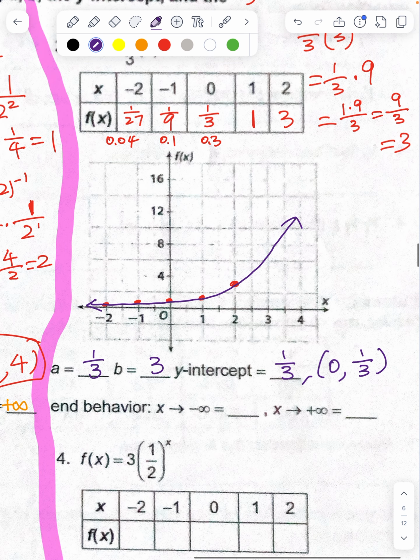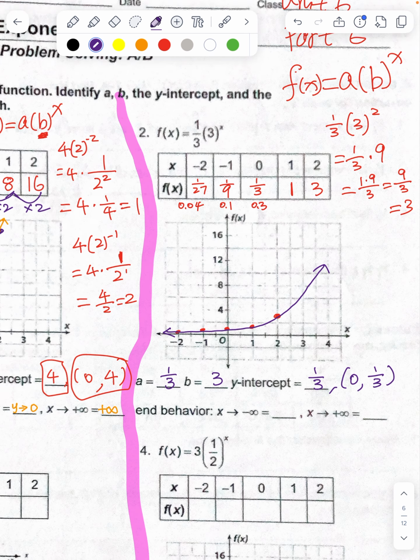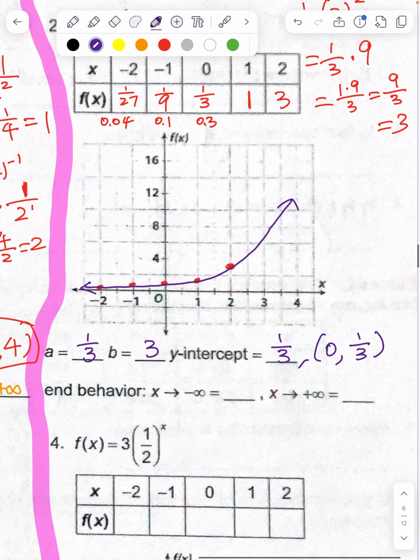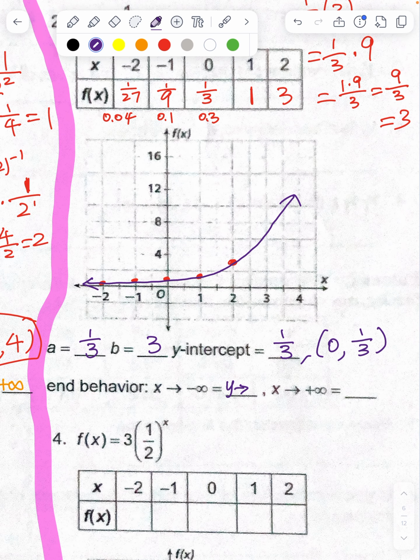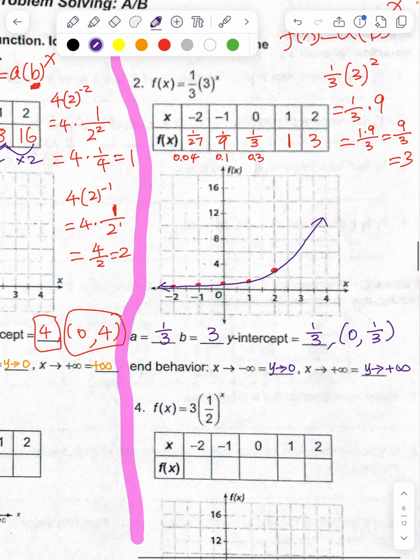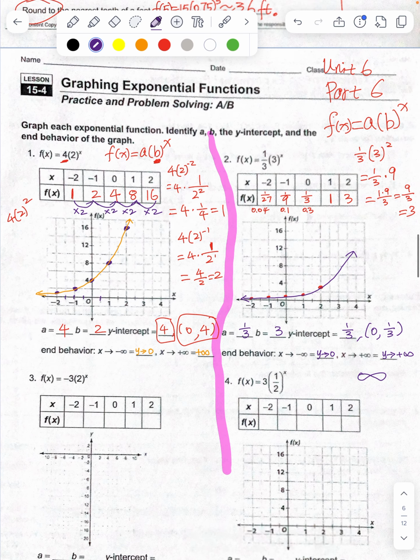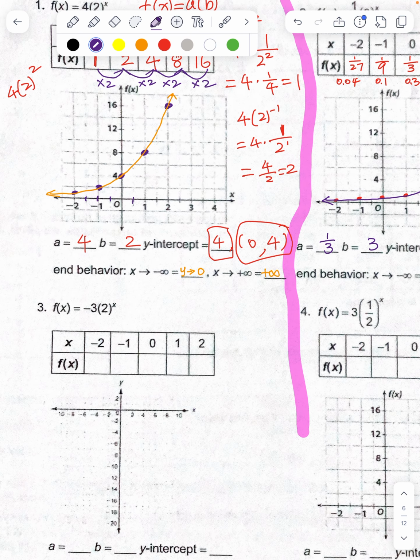As x goes to negative infinity, the y value goes to 0. As x goes to positive infinity, y also goes to positive infinity, getting bigger and bigger. So this means infinity, right? It's a horizontal asymptote.